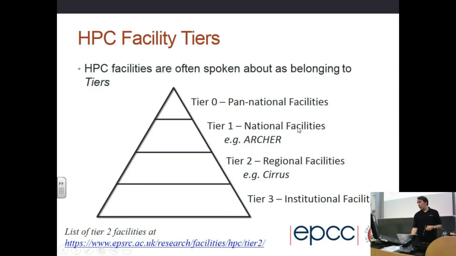For example, we saw Archer had a bespoke interconnect, the Cray Aries interconnect. Cirrus had an off-the-shelf but reasonably high-performance InfiniBand interconnect, whereas a local system, such as you might have at Edinburgh, would probably use Ethernet. It's a fairly standard interconnect. The actual processors in these will probably be fairly similar, but the larger systems will have more processors and therefore will require a higher performance interconnect to allow them to operate efficiently.